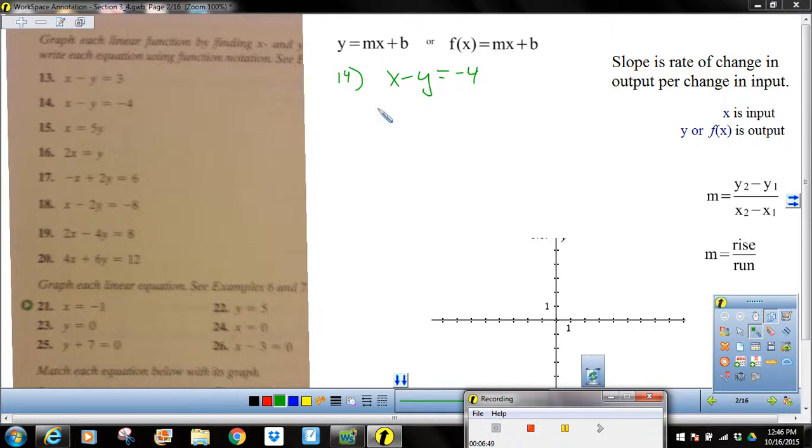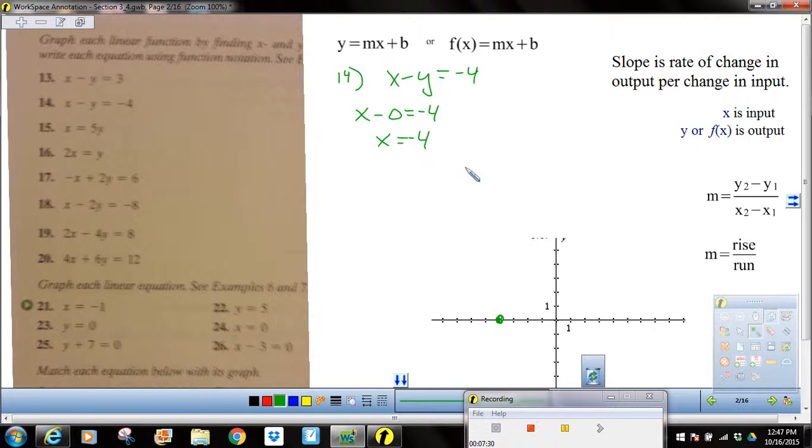So to find the x-intercept, what I do is I let y equal 0, because if I was hitting the x-axis, my y value would be 0. And that would be x equals -4. So my x-intercept is -4. 1, 2, 3, 4.